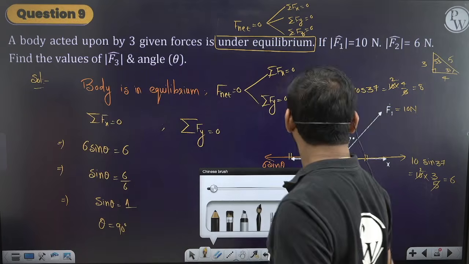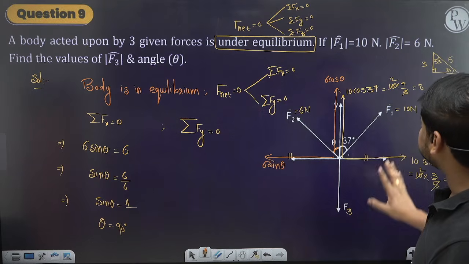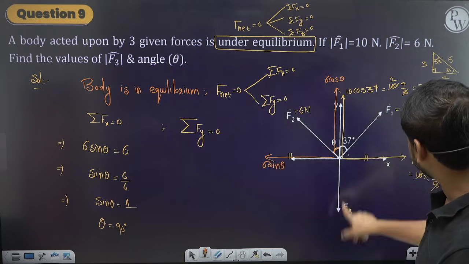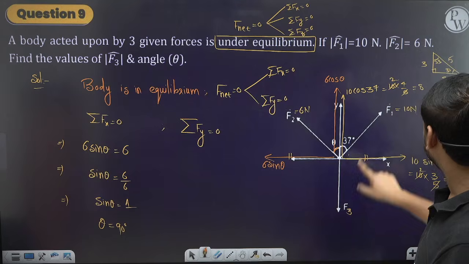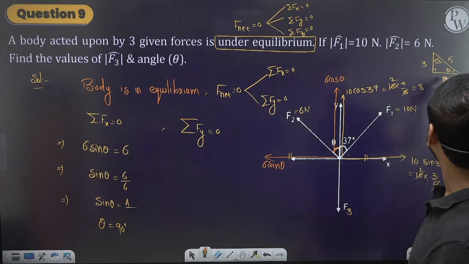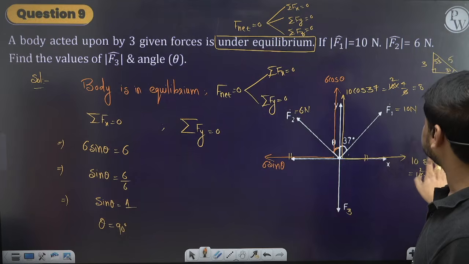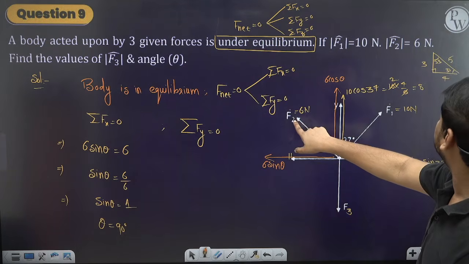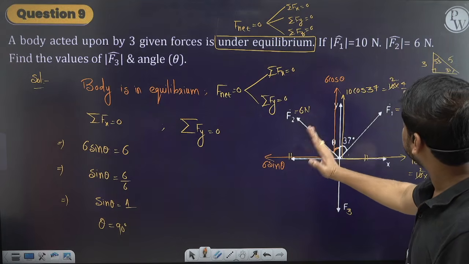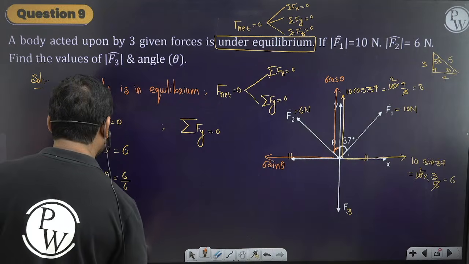I guess some value is wrong. See here, F1 is 10 newtons only. This is 10 newtons, they said. This is F2, this is F3. Okay, fine. So F1 of 10 newtons means 10 cos 37. Cos 37 is 4 by 5, so 4 into 2. Okay, this is fine. The F2 magnitude is 6 only, right? So 6 this side, the sine component comes this side, the cos component this side. Okay, fine. So this angle should be 90 degrees.